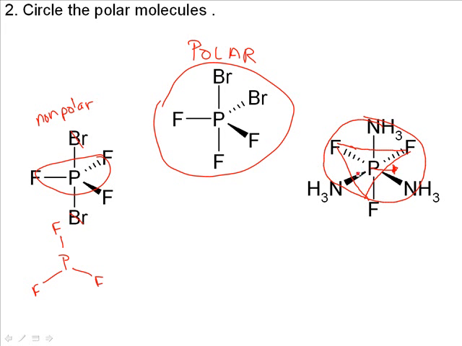So they are in opposite directions, but they are not equal. The 3 ammonias are not equal to the fluorines. Therefore, they will not cancel each other out. So this is a polar molecule. And it should be circled.